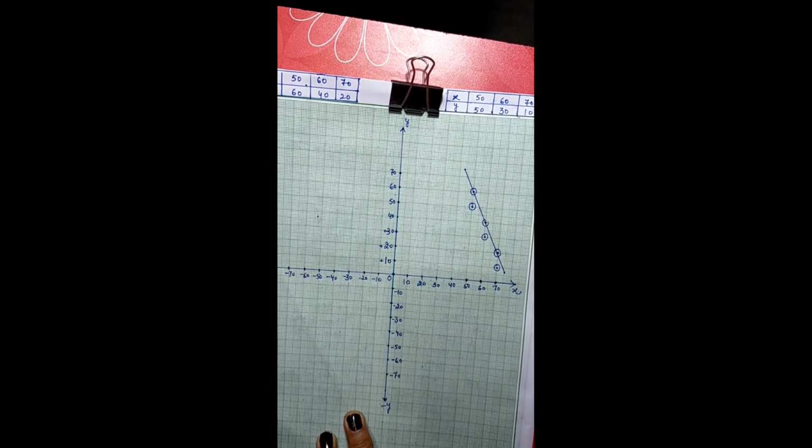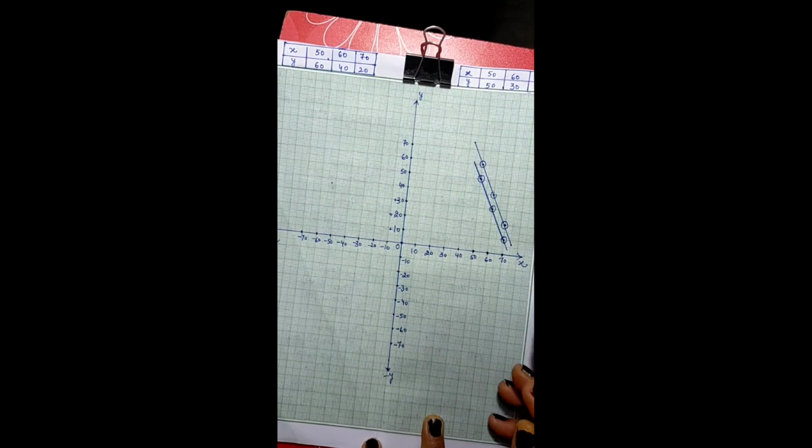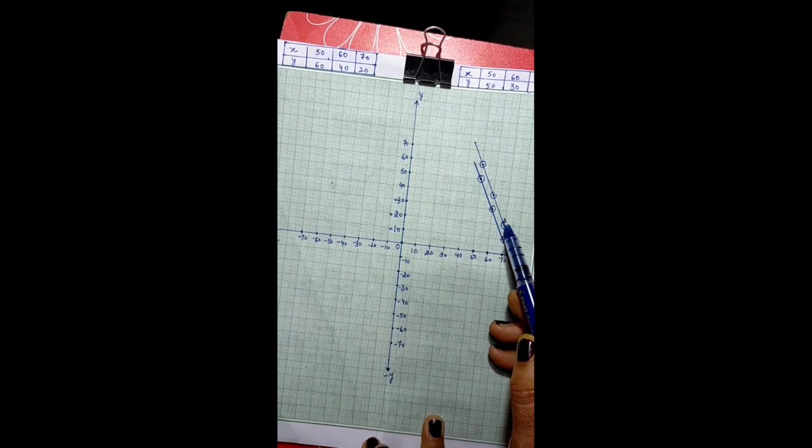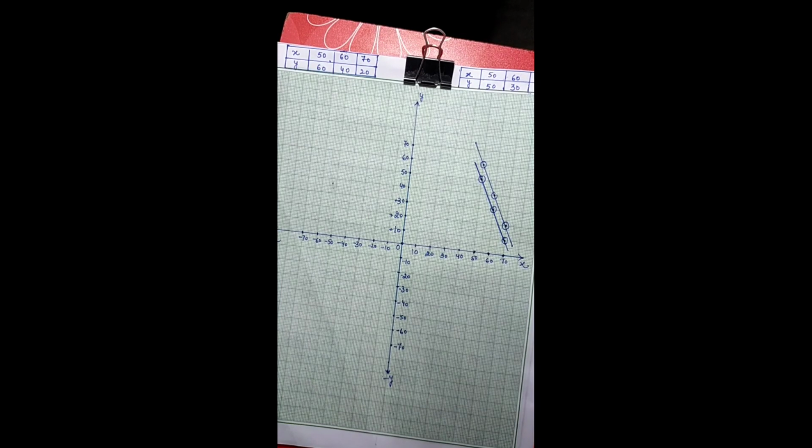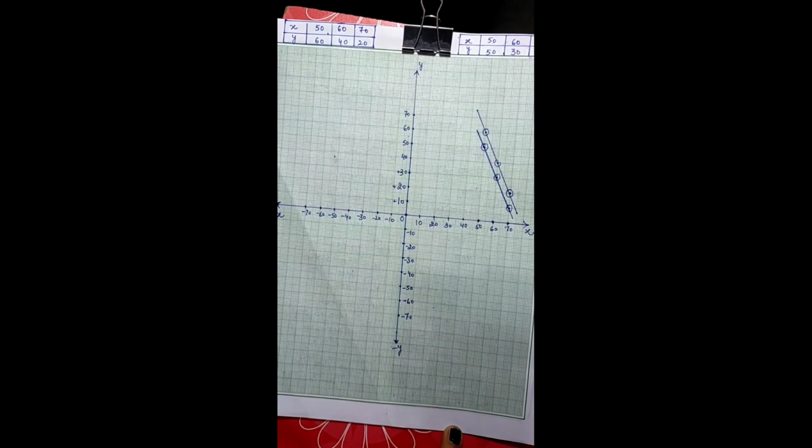So let's join them. After joining these points, we got that the two lines are parallel. So there is no solution because the lines are not intersecting at any point. So this is the graphical representation. With this, exercise 3.1 is done.